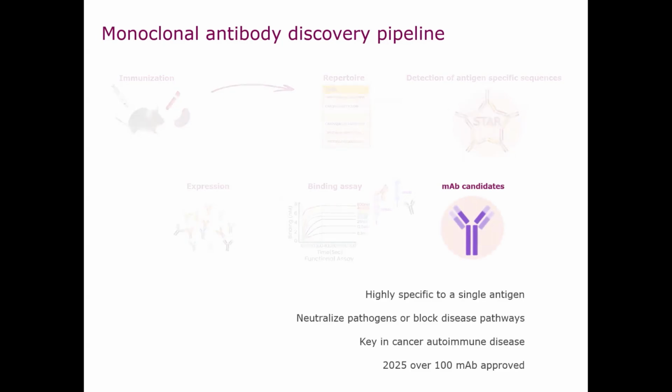So why is it important to have monoclonal antibodies? They are highly specific to a single antigen, this we know, but they can also be key in cancer, in some autoimmune diseases, as well as some chronic conditions. And as of 2025, there are over 100 different monoclonal antibodies that are approved for therapeutics.